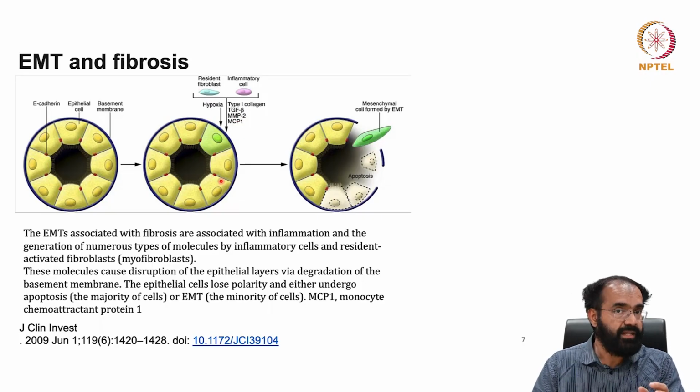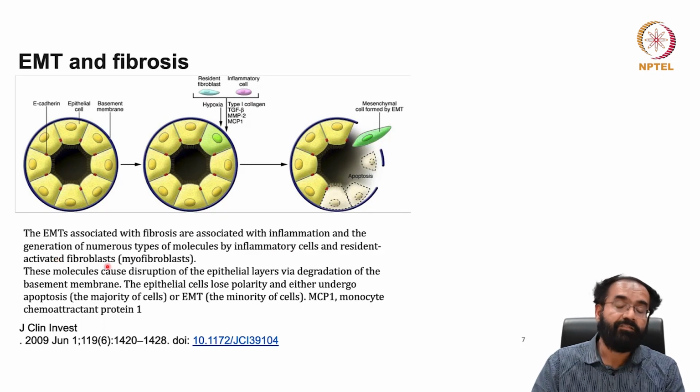There is no injury, mind it, there is no injury. It is favoring a normal cell to become more mesenchymal specific. As a result, you end up getting a mesenchymal cell formed by EMT. So the EMT associated with fibrosis is associated with inflammation. Remember, mesenchymal cells are capable of producing too much ECM, which is extracellular matrix, a feature of fibrosis. And fibrosis is associated with inflammation and the generation of numerous types of molecules by inflammatory cells and resident activated fibroblasts, which are myofibroblasts.